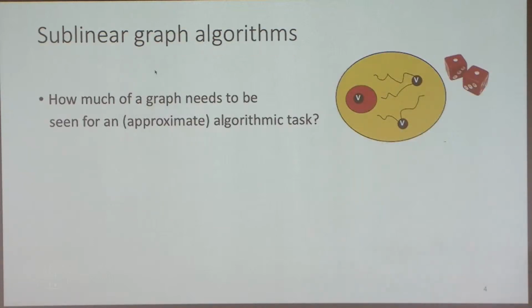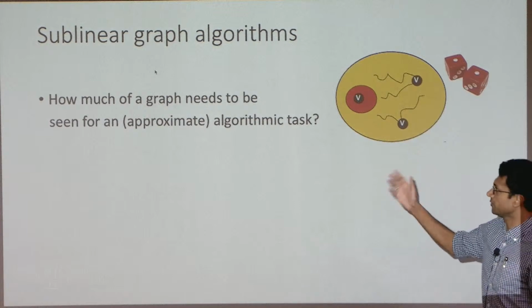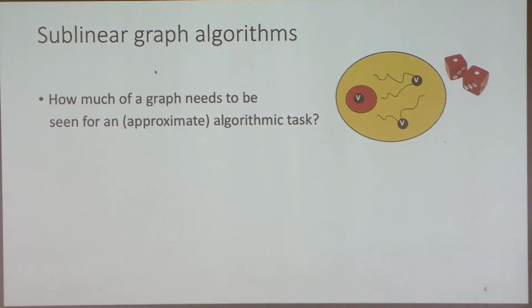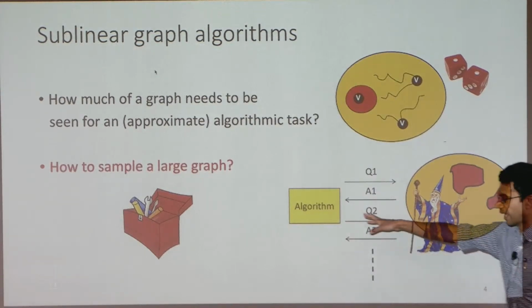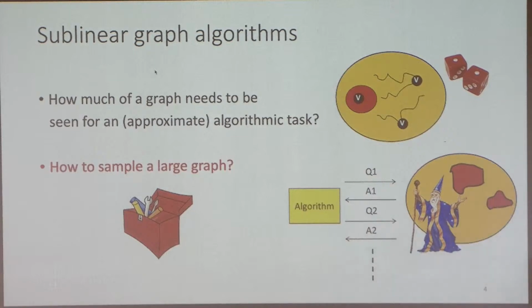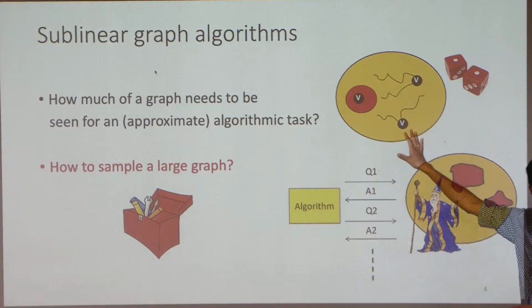So just at a high level, the basic question that we're looking at is how much of a graph needs to be seen for some approximate algorithmic task? And that's where the sublinear comes in. Also it's related to this question of how do you sample a large graph? Meaning there's some graph over here, and I've put this wizard as an oracle, and there's an algorithm that's asking questions and getting answers. How many queries does it need to make, or how much of the graph does it need to see for some approximate algorithmic task?